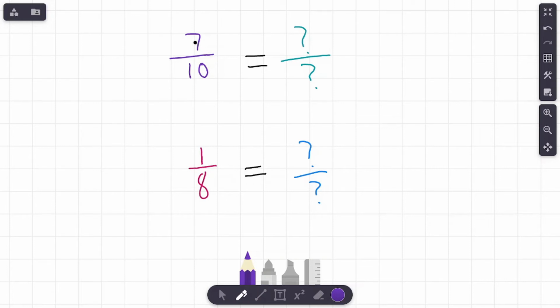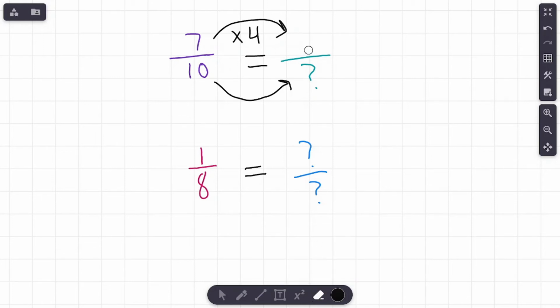So with the first fraction here, 7/10, what I'm going to do is multiply this fraction to create an equivalent fraction. And for this top one, I'm going to multiply it by 4. All right, I'm going to multiply this fraction by 4 to create an equivalent fraction.